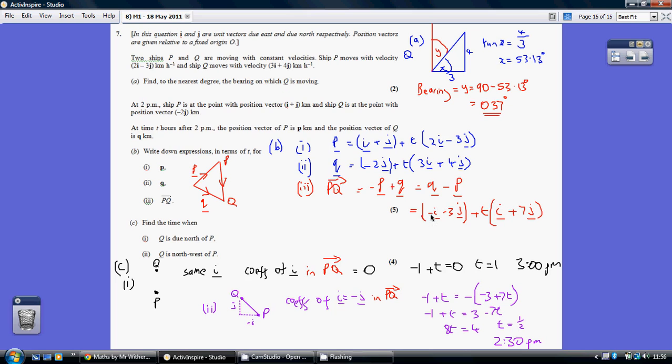so minus 1 plus t has got to equal 0, so t is 1, so this is 1 hour after 2 p.m, so that's 3 p.m.